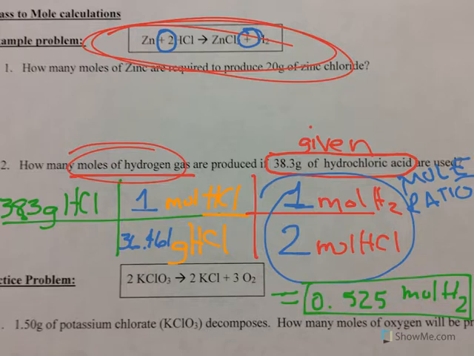Final answer. So, similar to the calculations we've been doing, all we're doing is incorporating that mole ratio, which allows us to go from one compound in the equation to a different compound in the equation.